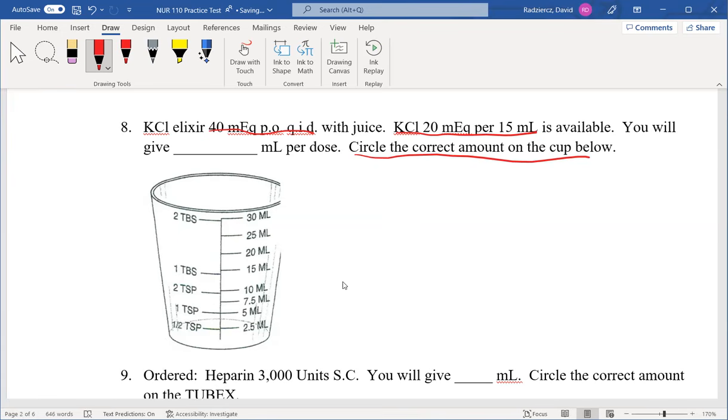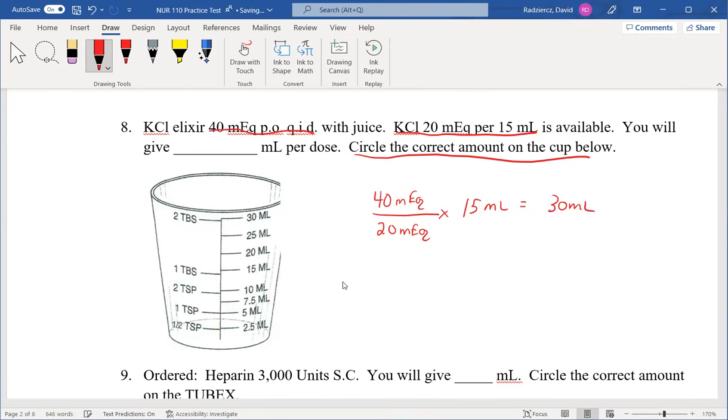Okay. So what I'm going to do is take my order, just like I always do, divide it by what I have available, and multiply by my quantity. Notice that it's 15 this time, or a tablespoon, as opposed to 5 or 1 milliliter. So make sure you just plug in the numbers that they tell you. So 40 over 20 is 2 times 15 is 30 milliliters.